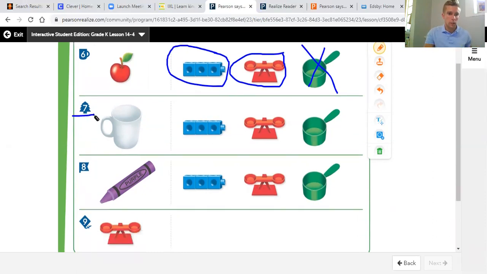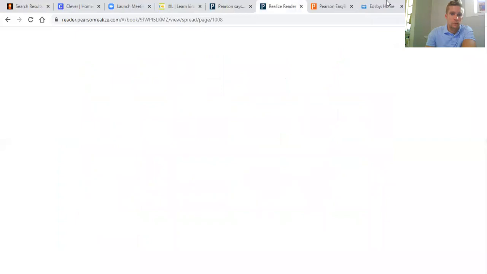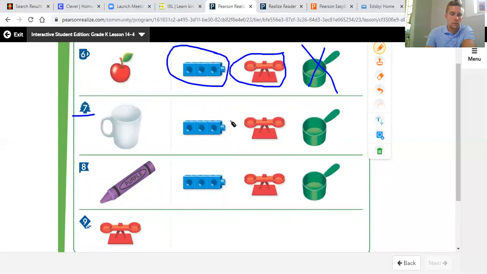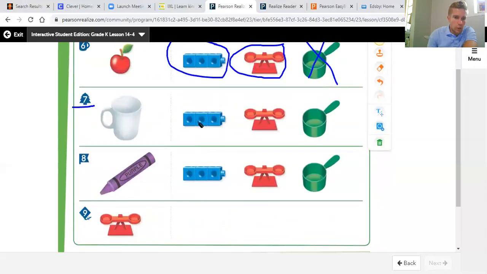Number 7. This cup here. You're doing this one on your own. Go. Circle the ones you think you would use. I'll give you a minute here. All righty. We're almost done this page. Here we go. Number 7.